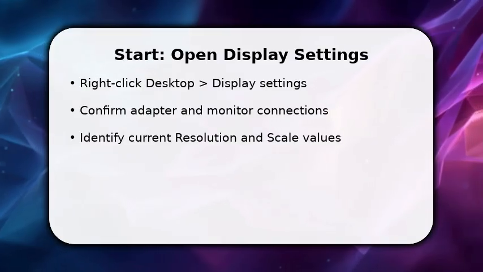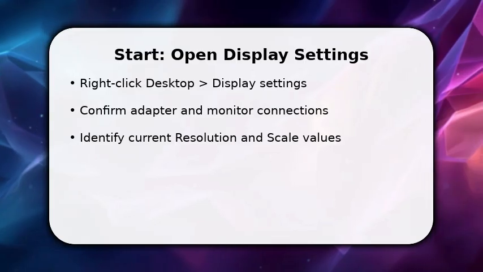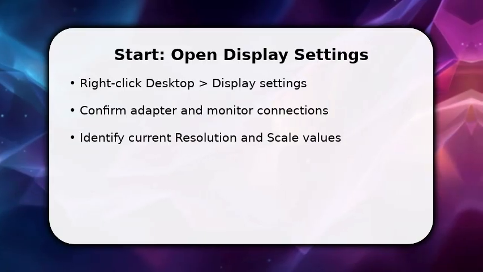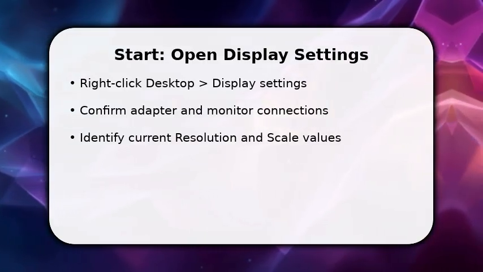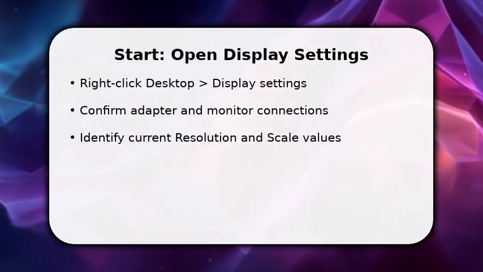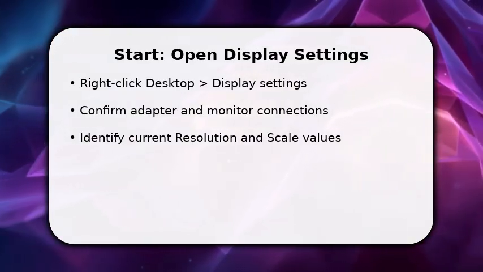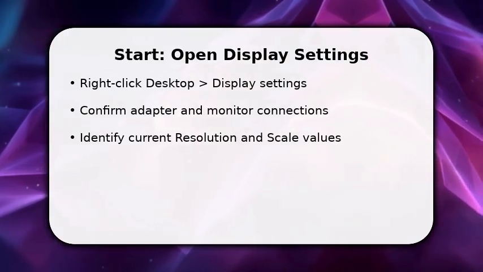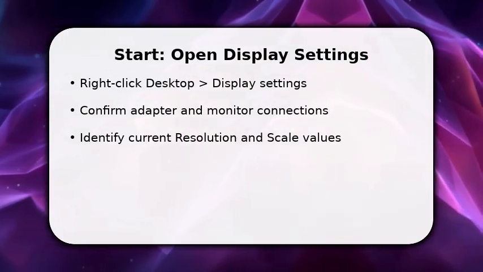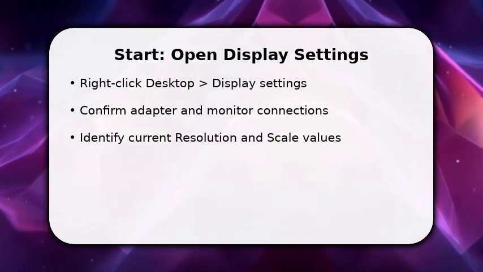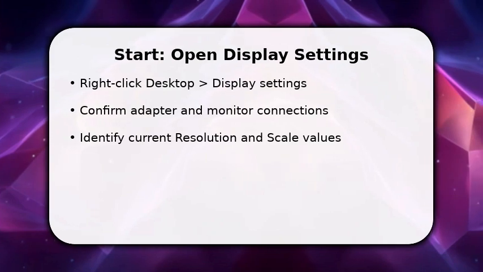You start by opening Display Settings. Right-click the desktop and choose Display Settings. Once there, make sure your monitor is connected to the intended port and that cables and adapters are seated. You need to note current resolution and scale values because you may revert if needed. If you have multiple displays, select the one you want to change. This first step prepares the system and prevents confusion, so don't skip verifying physical connections and which display is active.